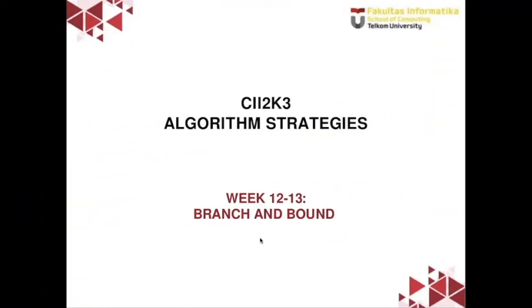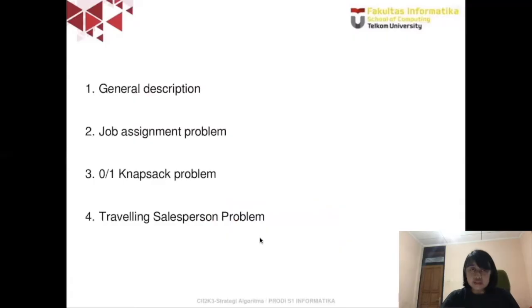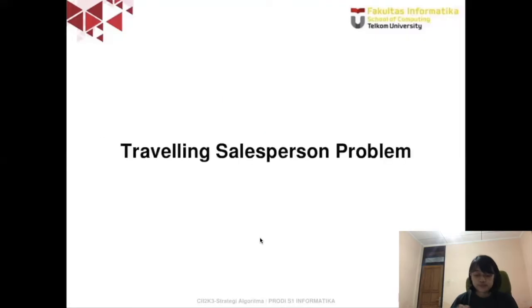So in this video, we will continue our talk about branch and bound. In the first part, we have discussed the general description of branch and bound and also an example about job assignment problem. And in the second video, we also talk about the use of branch and bound to solve a discrete knapsack problem. And in this video, we will see an example of solving traveling salesperson problem by using branch and bound. Let's get to the case study.